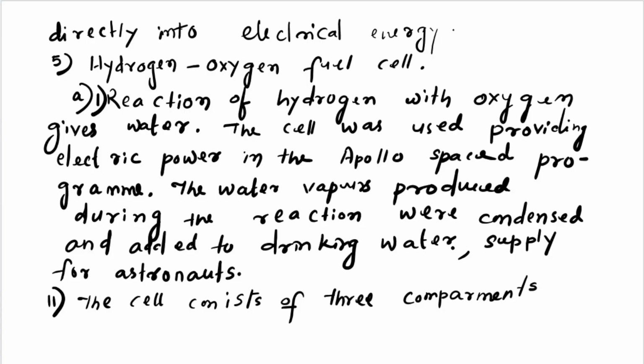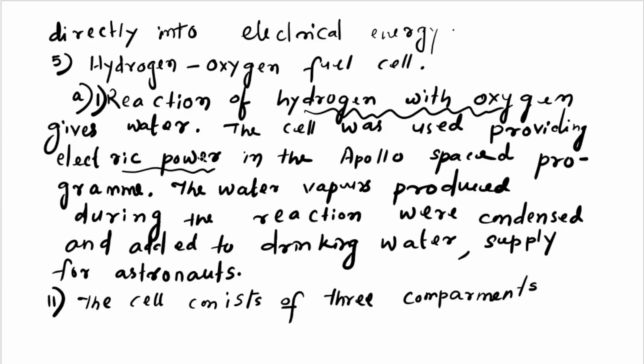The reaction of hydrogen with oxygen gives what? You know this one: hydrogen reacts with oxygen to give water. The cell is used to provide electric power in the Apollo space program, so it is very important. The water vapors produced during the reaction were condensed and added to the drinking water.